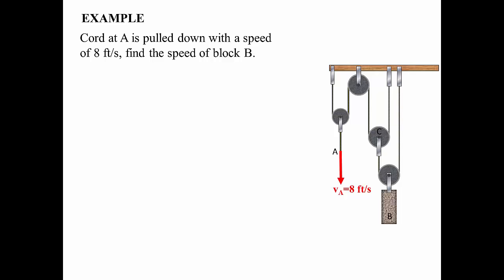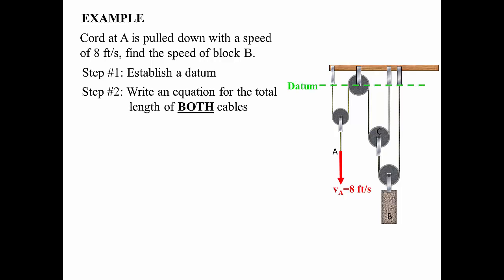Here's another example. Cord A is pulled down with a speed of 8 feet per second. We want to find the speed of block B. Let's go through our steps. First, we're going to establish a datum. Again, we'll place this at a point that doesn't move, right at the top pulley.